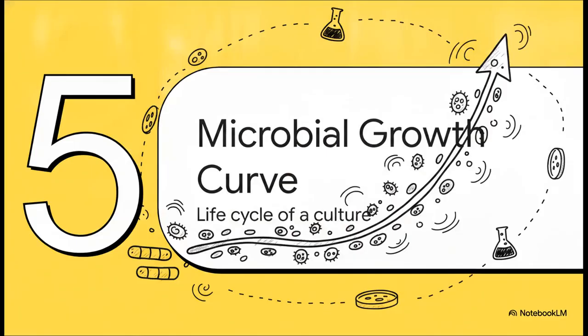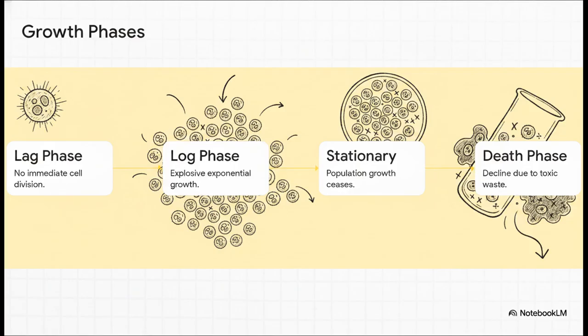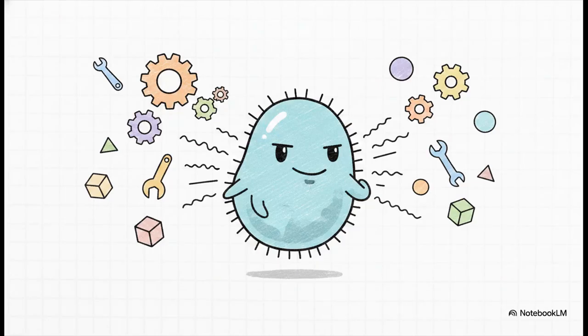Finally, Section 5, the microbial growth curve, the dramatic life cycle of a closed culture. When a microbial culture is placed in a closed system, let's say a single flask of broth, it inevitably follows these 4 distinct steps of life and death: the lag phase, the exponential or log phase, the stationary phase, and finally, the decline or death phase. It all starts with the lag phase.